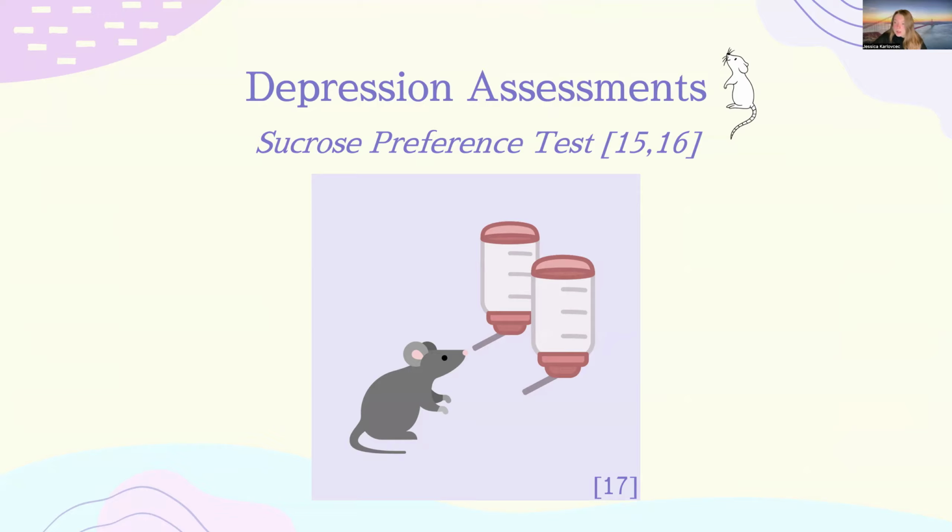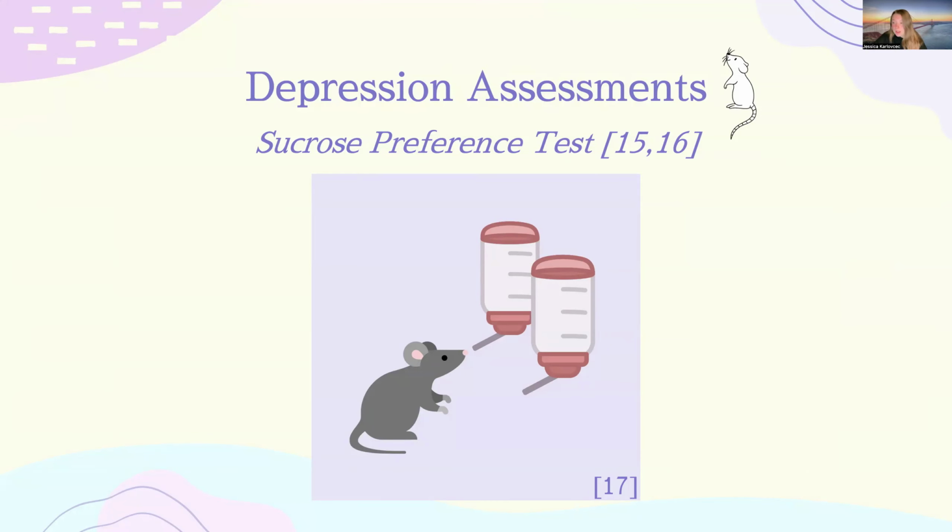The sucrose preference test is another way we can measure depression-like behaviors. In this test, rodents are provided with two bottles, one that contains water and one that is a sweet solution like sucrose. Researchers measure how much an animal drinks from each bottle over a set period of time to determine its preference. Rodents naturally prefer sweet substances, so it is typical for rodents to demonstrate a sucrose preference in this test. Therefore, a rodent that has a reduced sucrose preference compared to what would be expected is said to be demonstrating depression-like behaviors.